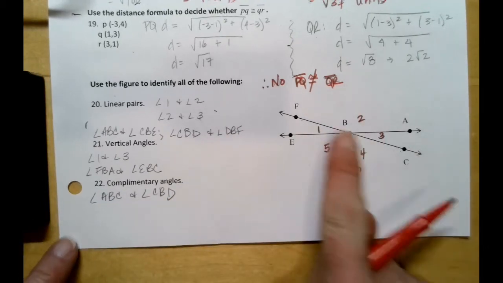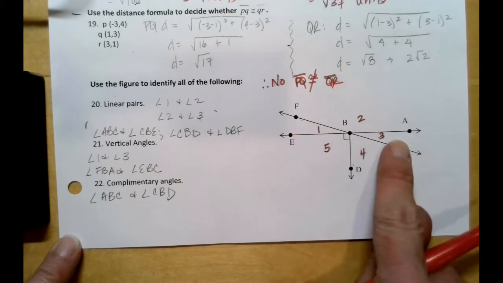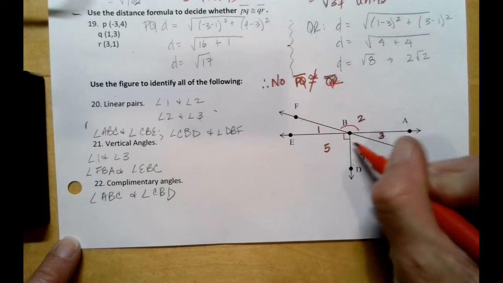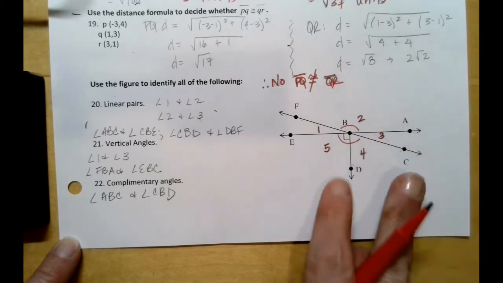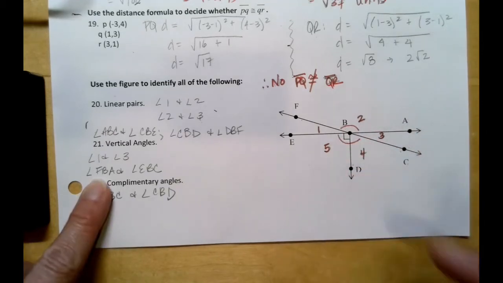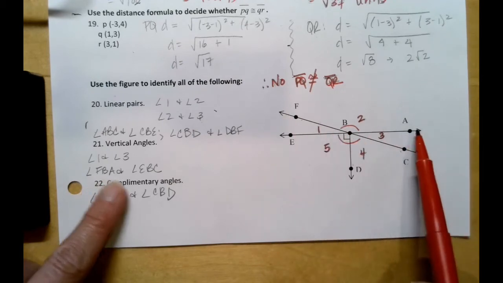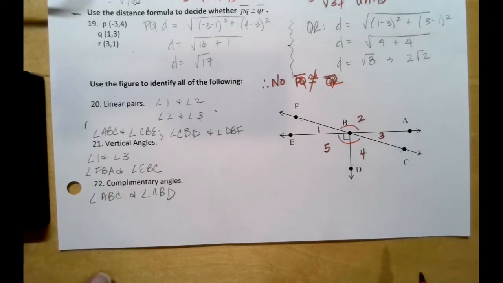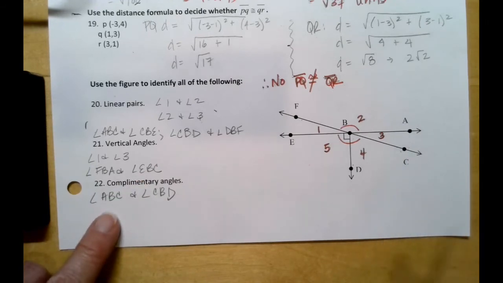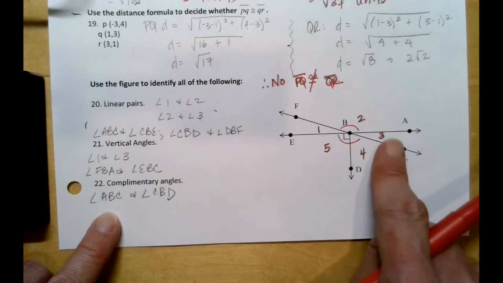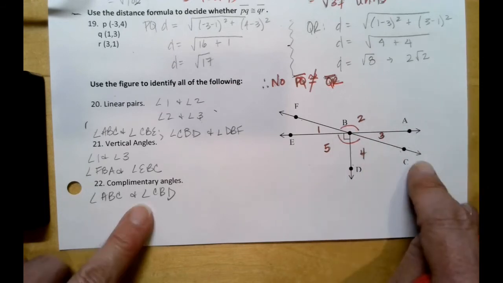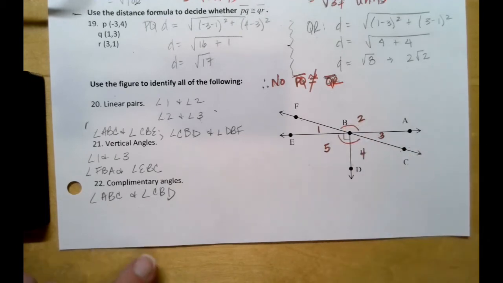All right, so vertical angles 1 and 3 are our easy ones. And again, I can't have 2 and this angle here because it's 4 plus 5. So I'm going to have to go ahead and name FBA and angle EBC are linear pair. And then my complementary angles are angles 3 and angle 4. When I add them together, ABC and CBD are going to be complementary angles. All right, let's check out the next side.